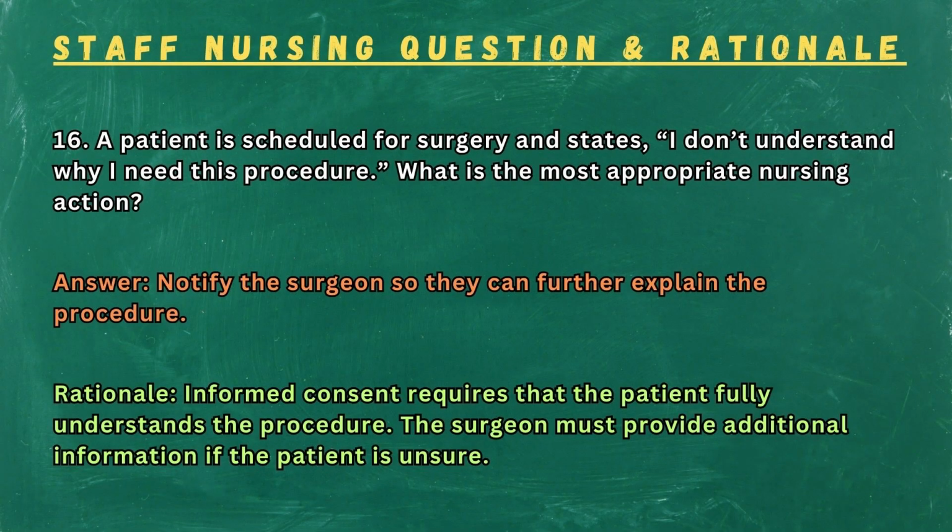16. A patient is scheduled for surgery and states, "I don't understand why I need this procedure." What is the most appropriate nursing action? Answer: notify the surgeon so they can further explain the procedure. Rationale: informed consent requires that the patient fully understands the procedure. The surgeon must provide additional information if the patient is unsure.